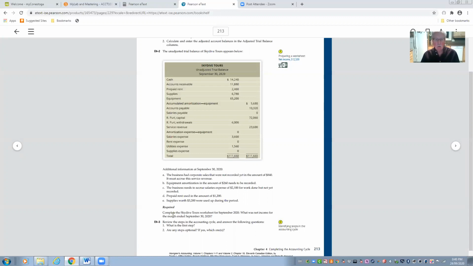We can see the requirement is to complete the skydive tours worksheet for September 2020. And then the secondary question, what was the net income for the month end of September 30th, 2020? To give us some additional information here, this is really what we base our adjusting entries on, items A through to E. They also give us the first 2 columns of the worksheet, the unadjusted trial balance.